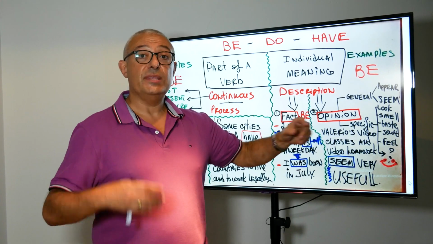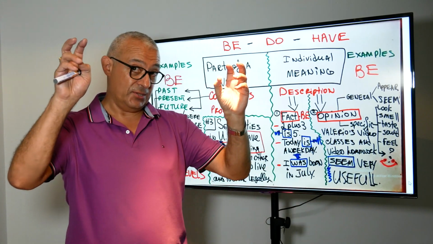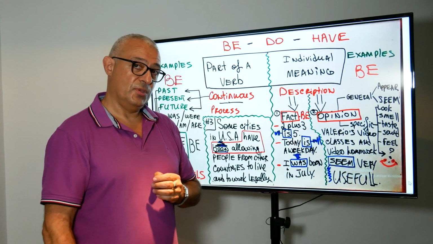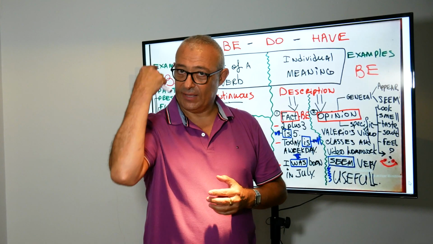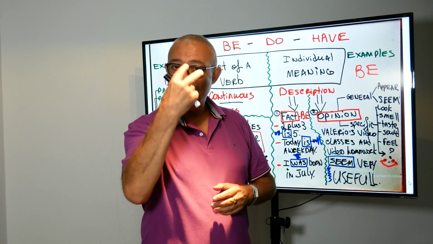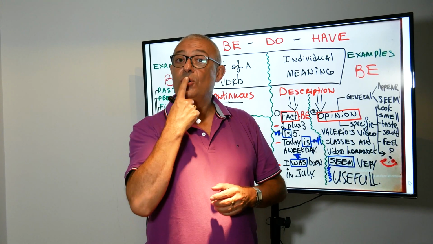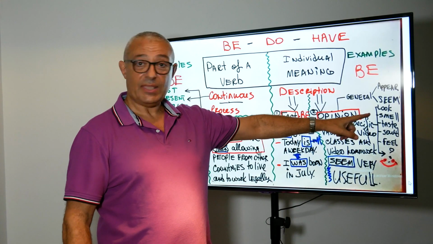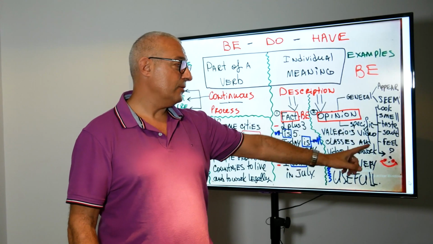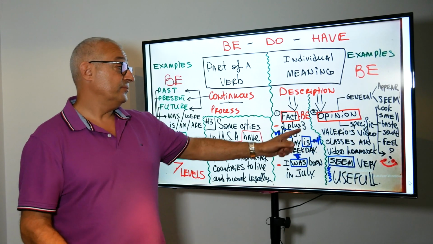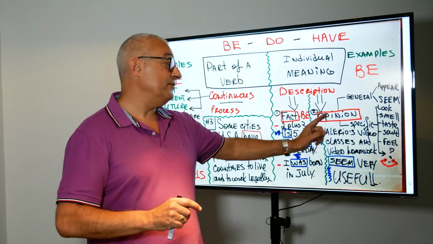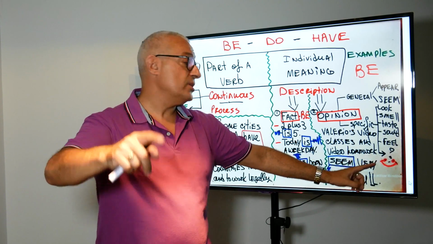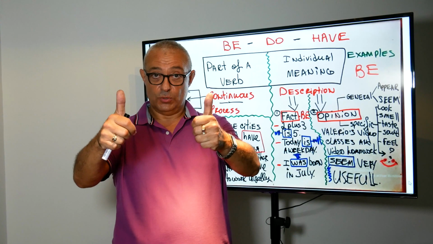And what you can do, you can describe something the way it is in the form of an opinion by using sensory words. How many senses do we have? We have 5. We see things, we smell things, we taste, we hear, and we feel. So the words are look, smell, taste, sound, and feel. So, Valeria's video classes and video homeworks seem very useful.